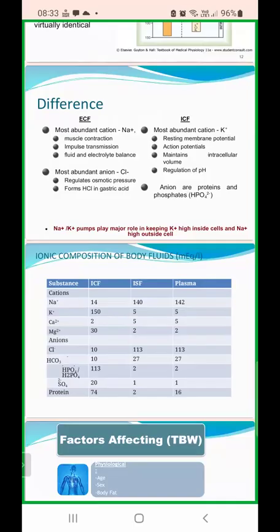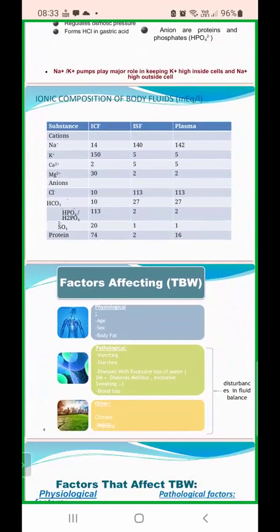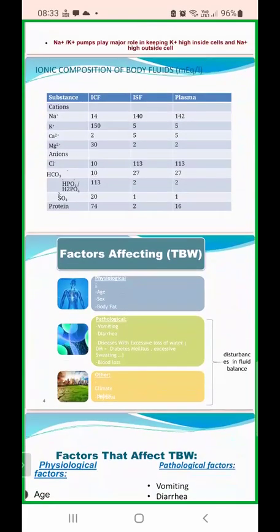Now, it is very important to know that the sodium potassium pump plays a major role in keeping a high potassium concentration inside the cell and a high sodium concentration outside the cell. This maintenance of the resting membrane potential is solely attributed to the energy of the sodium potassium pumps, and most of the ATP generated in the body is utilized for the function of the sodium potassium pump. Now, this is the ionic composition of the body fluids in milliequivalents per liter. Most importantly, sodium is 40 milliequivalents per liter in ICF and 140 in ECF, and potassium is 150 milliequivalents per liter in ICF and 5 in the ISF.